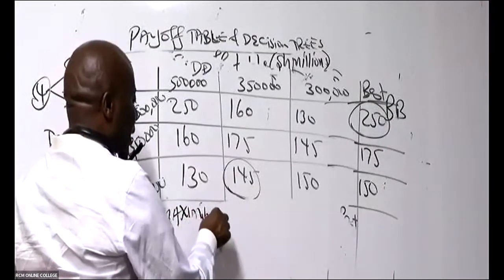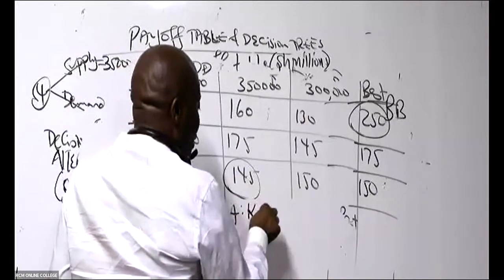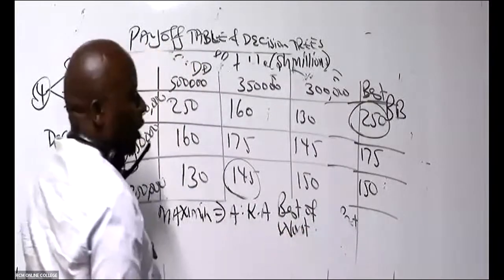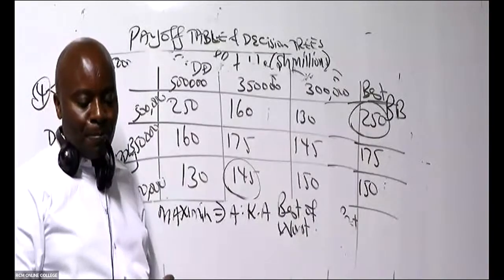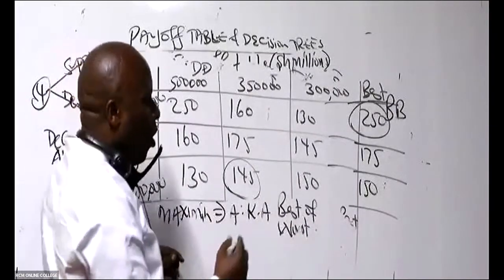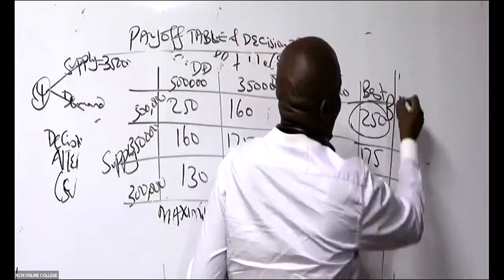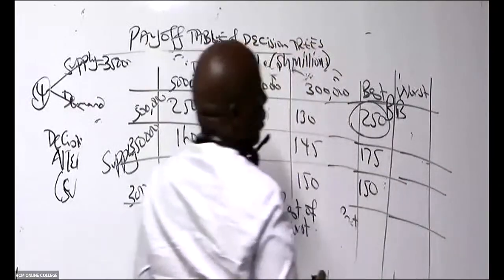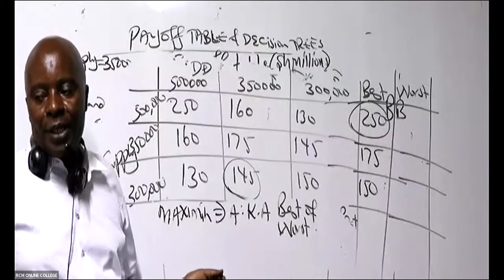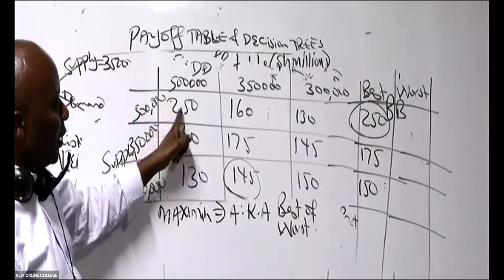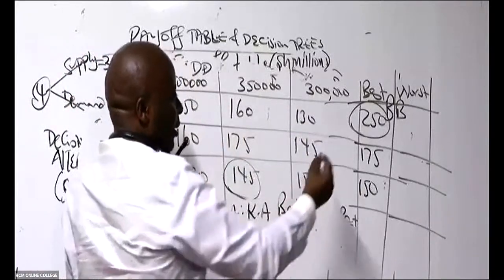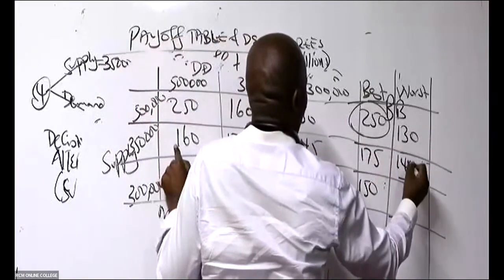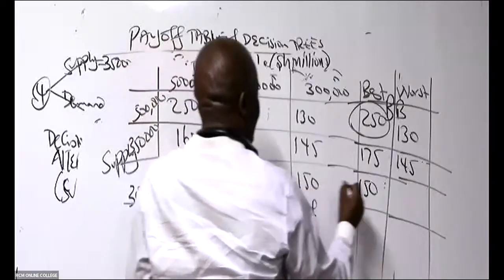So max mini is also known as best of the worst. So you create a column of worsts here. Don't grab this. You simply create a column of worsts here. The worst profit. So in this case here, the very worst is which one here, somebody? 130. Yeah. And then we have the second one here. The very worst is 145. The very worst one here is 130.